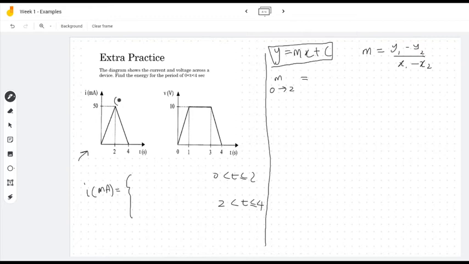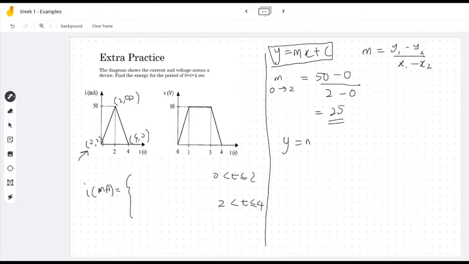So let me just define this one here as 2, 50. That one there is 0, 0. That one here is 4, 0. I'm going to take this one here as x1, y1. Alright, so I'm going to do y1 is 50 minus y2 is 0, over my x1 is 2 minus x2 is 0. Then you will get 25. Okay, is that it? Alright, no, you have to get your c, isn't it?